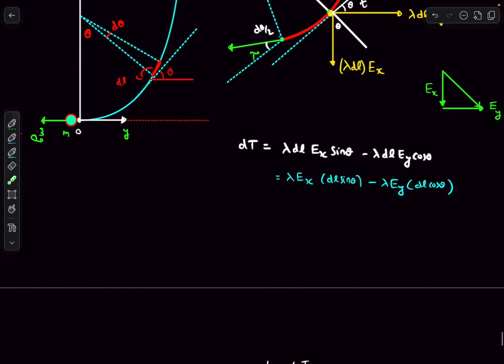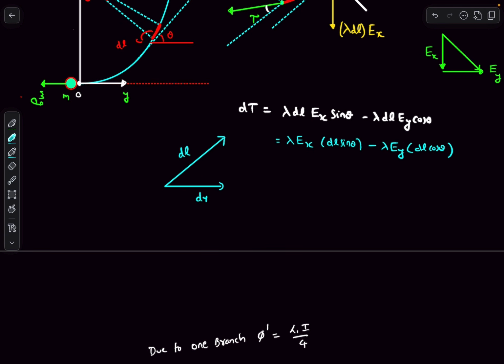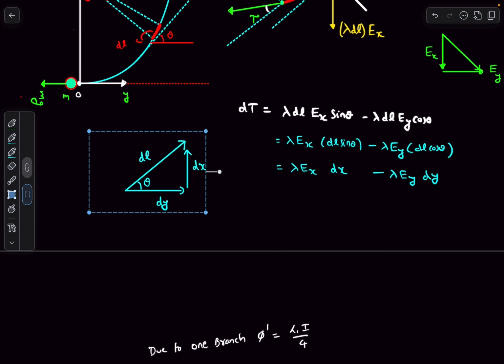Now if we try to draw the triangle, this was our dl element. We can break it down as dy. So dy will be horizontal because the y-axis is towards the right in this case, right? And then we have dx along the x direction. And at the start, we said that this angle was theta. Now from this triangle, we can see that dl multiplied by sine theta will give you dx. So this is just going to be lambda Ex times dx, and the second term is just going to be lambda Ey times dy.